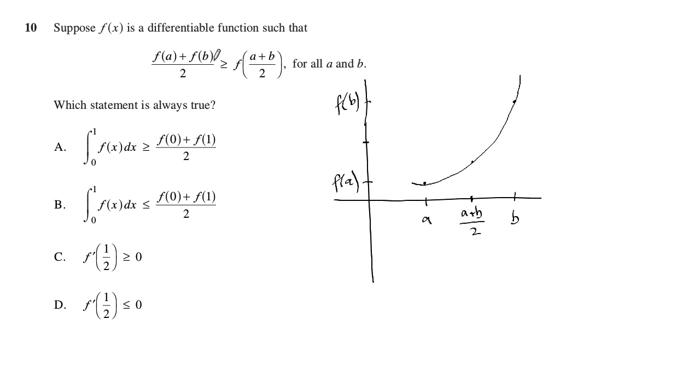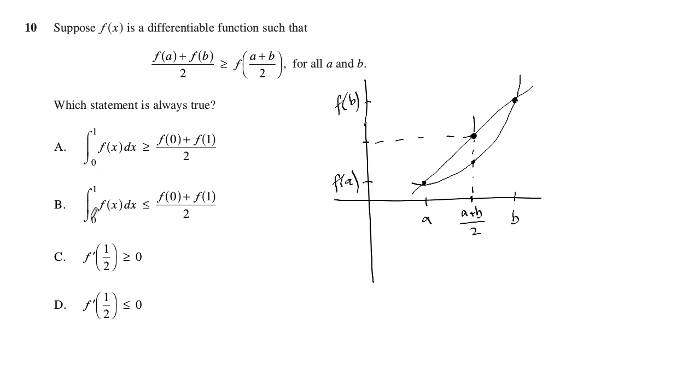And actually a good way to visualize where (f of a plus f of b) on 2 is, is to draw a straight line through those 2 points. And then that is (f of a plus f of b) on 2. So it has to be underneath that. So this is basically the same as saying that f is concave up. Now let's see how that applies to the possible answers.